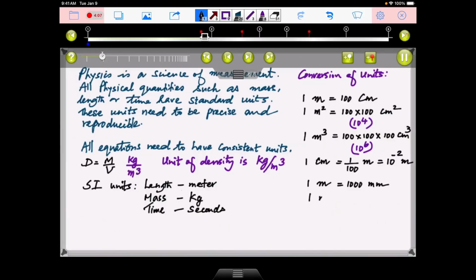Now, when it comes to other conversions, 1 millimeter is 1 by 1,000 meter, which is 10 to the negative 3 meter. There are other prefixes that you need to know, like kilo. Kilo stands for 1,000, so 1 kilometer is 1,000 meters. You would have heard of micro. Micro is 1 by a million, so 1 by 10 to the power 6, which is 10 to the negative 6. So you need to know some prefixes.